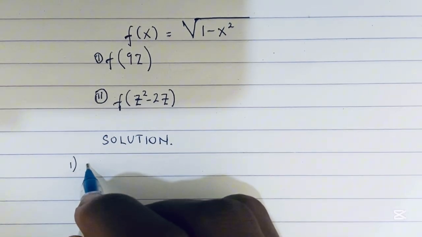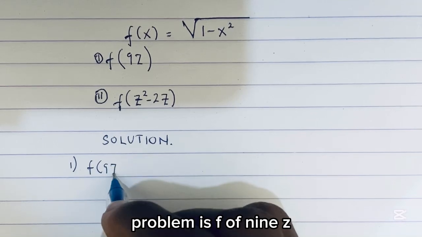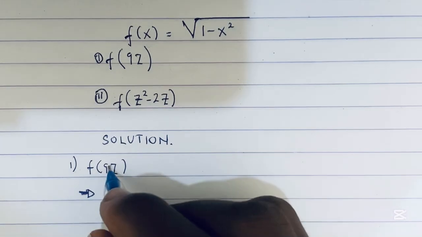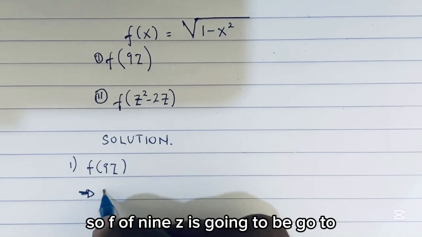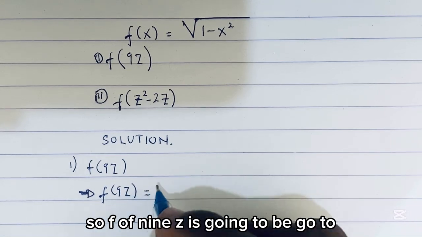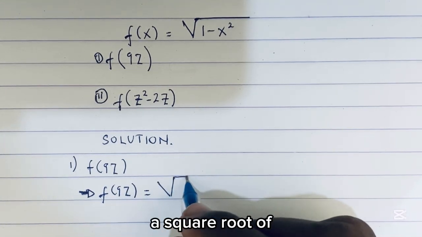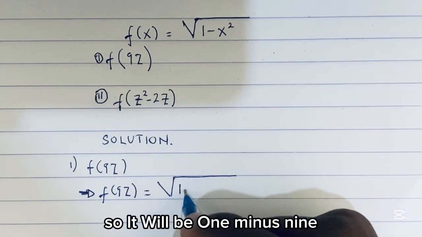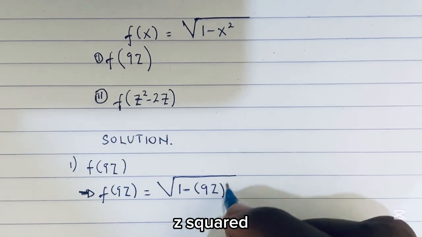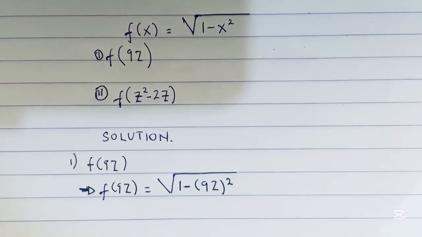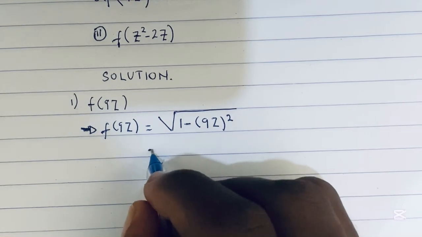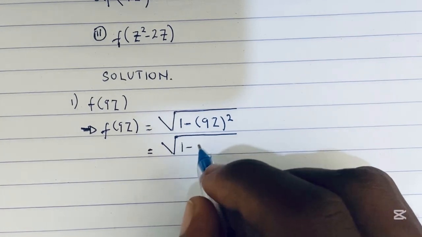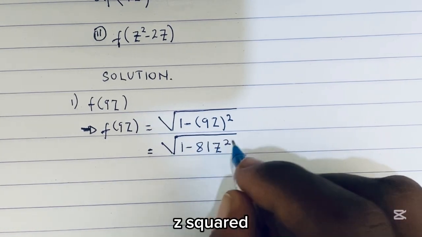Our first problem is f of 9z. So here we shall substitute 9z into our function. So f of 9z is going to be equal to the square root of, where there is x we shall put 9z. So it will be 1 minus 9z squared. This is the same as the square root of 1 minus 81z squared.